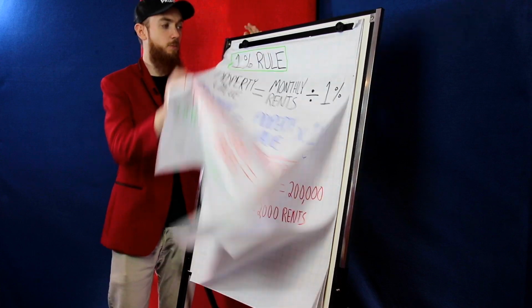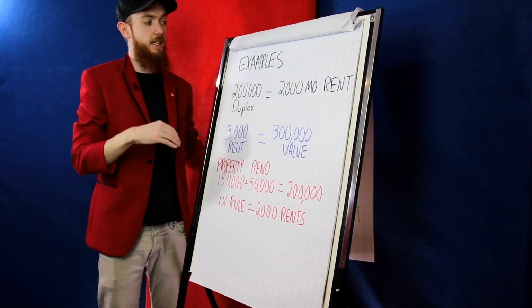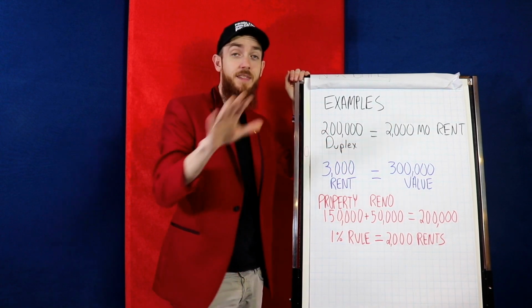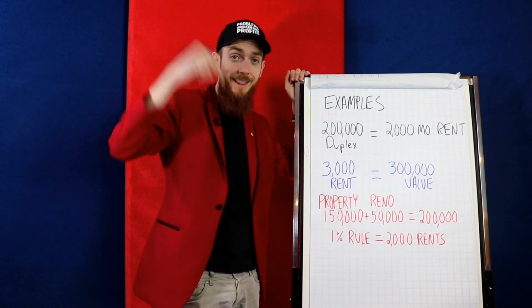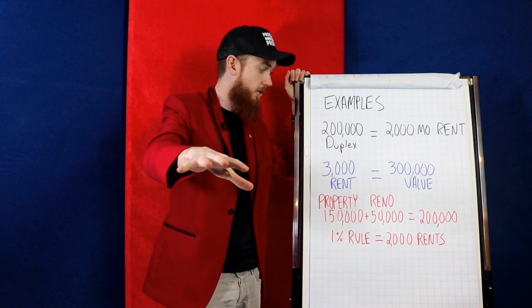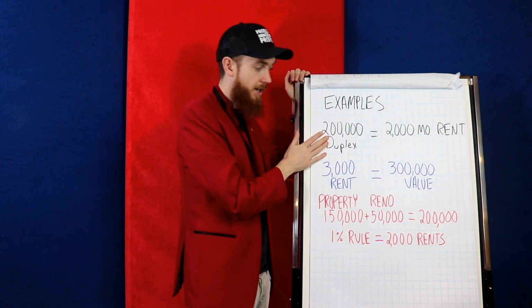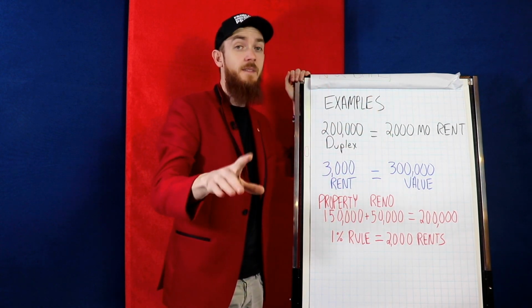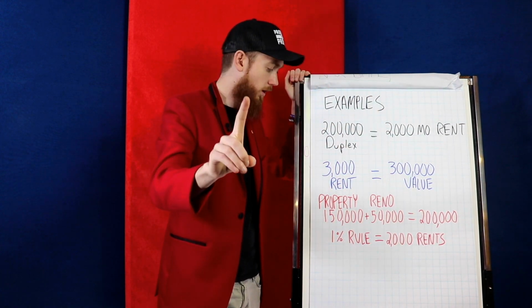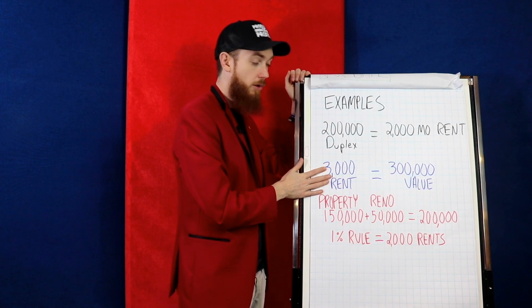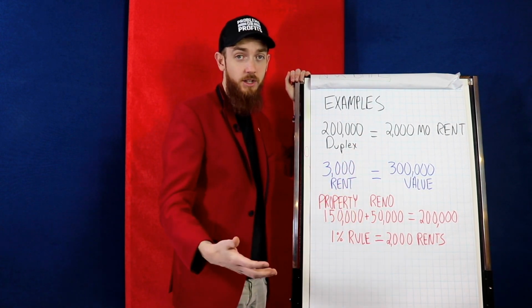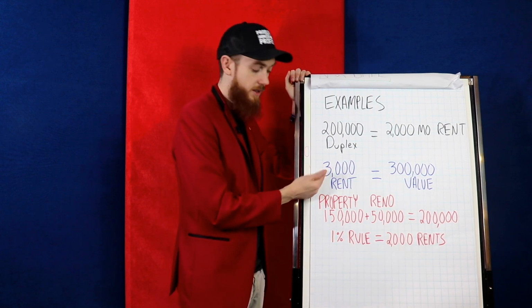Now let's dive into some real life examples here for you guys. So examples, a $200,000 duplex, and this is something you can actually do here in London, Ontario, where I'm based out of. A $200,000 duplex that rents out for $2,000 a month in gross rents, that's going to meet our 1% rule. A $3,000 rent property should be valued at a $300,000 valuation based upon the 1% rule.